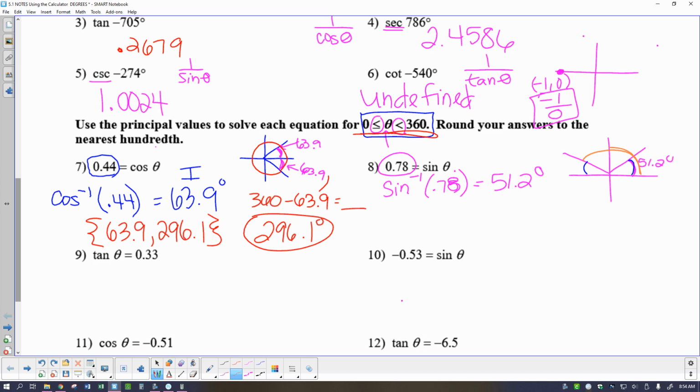If I use this angle and this angle, that makes 180 degrees. So if I subtract the 51.2, I'll get what's left over. So I'm doing 180 minus 51.2. And that's going to give me the other angle in the second quadrant, which comes out to be 128.74 degrees. Thank you, sorry. So again, solution set, 51.2 and 128.74.